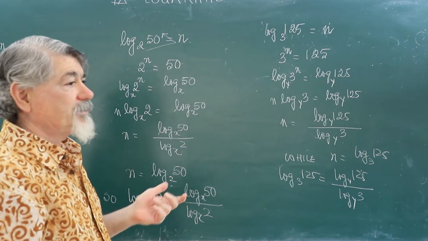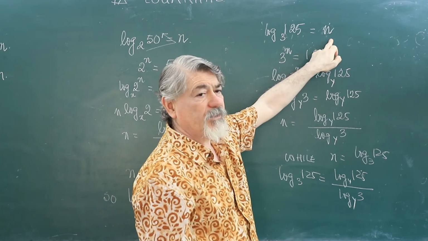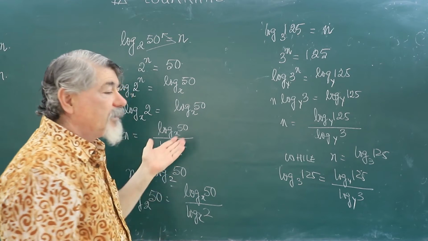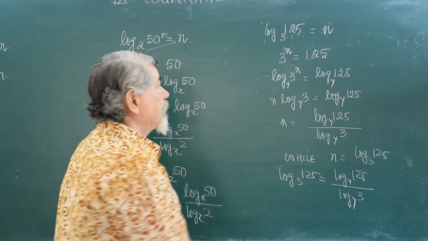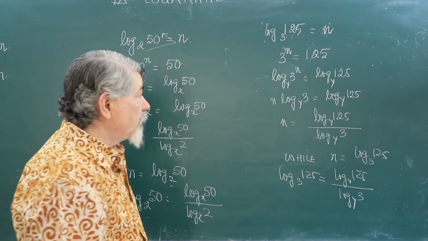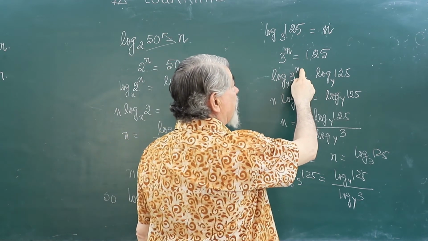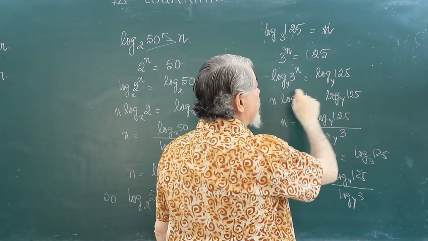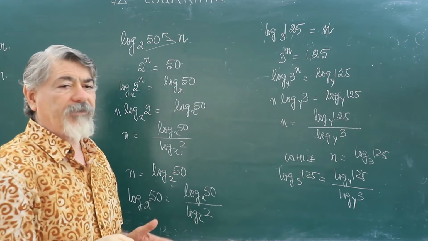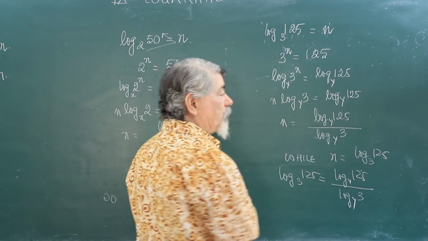For example, let's take one more example. Suppose it is given log 125 to the base 3 is equal to n. Let's change it to the index form: 3 to the power n is 125. Let us take the log of both the sides: log of 3 to the power n is equal to log 125. Both sides' base will be the same, any base which we want to change to. So we have taken the base y. I want to change the base to y.